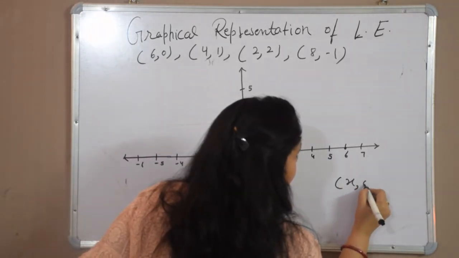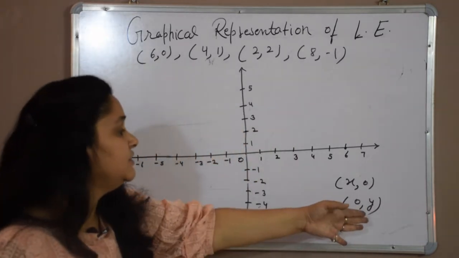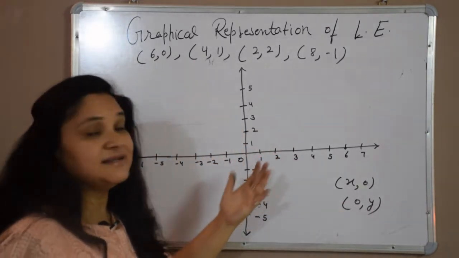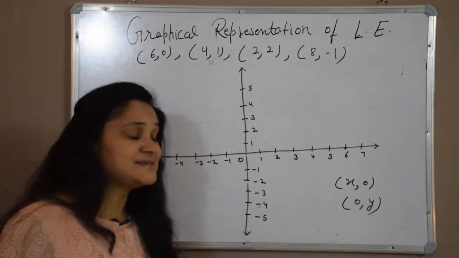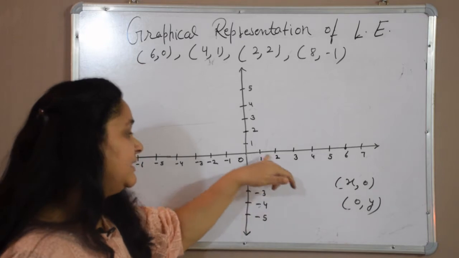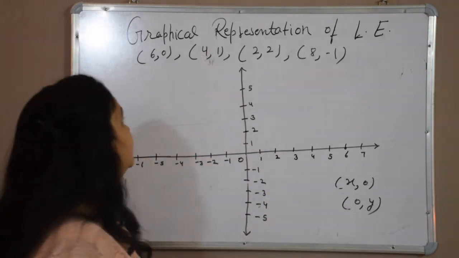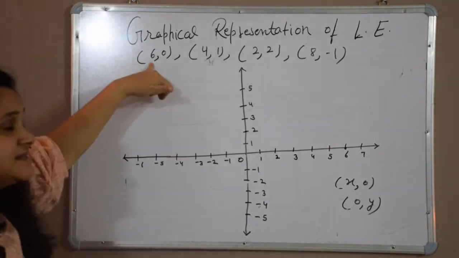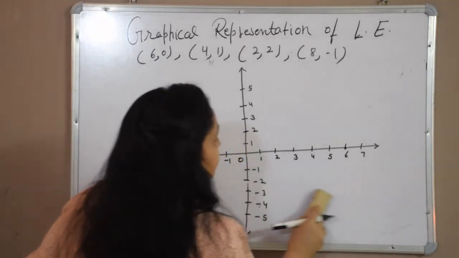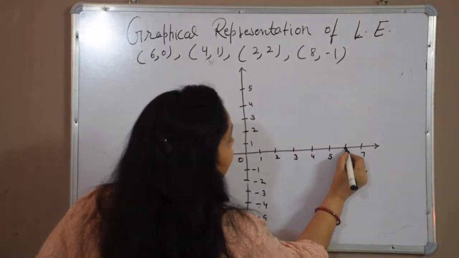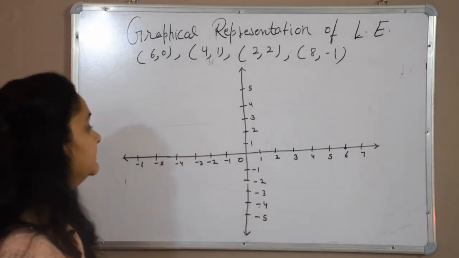Any point on the x-axis will be of the form (x, 0), and any point on the y-axis will be of the form (0, y), because on the x-axis there is no y, so y is 0, and on the y-axis there is no x, so x is 0. Because our coordinate is (6, 0), it is obvious it will be on the x-axis. So here we will point out that this is our first point.